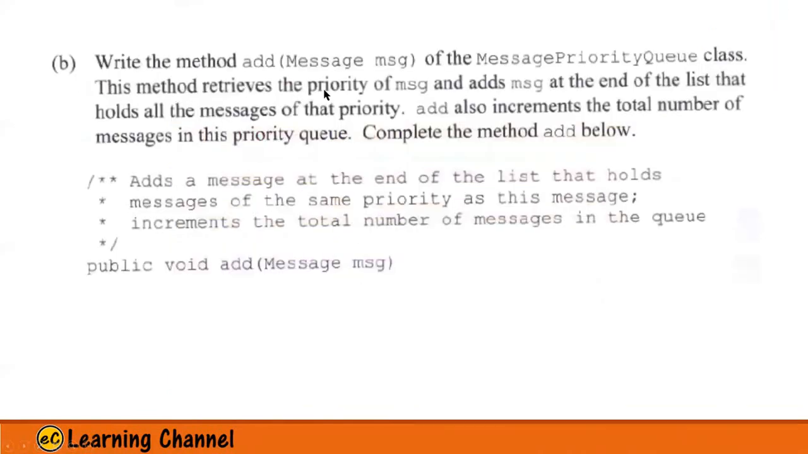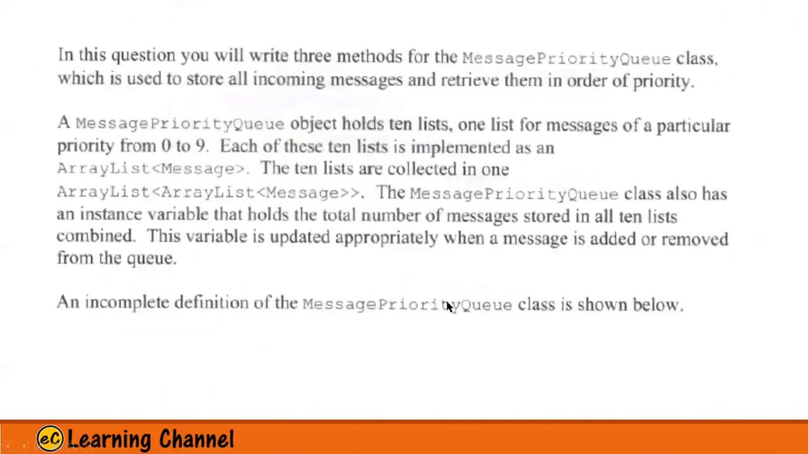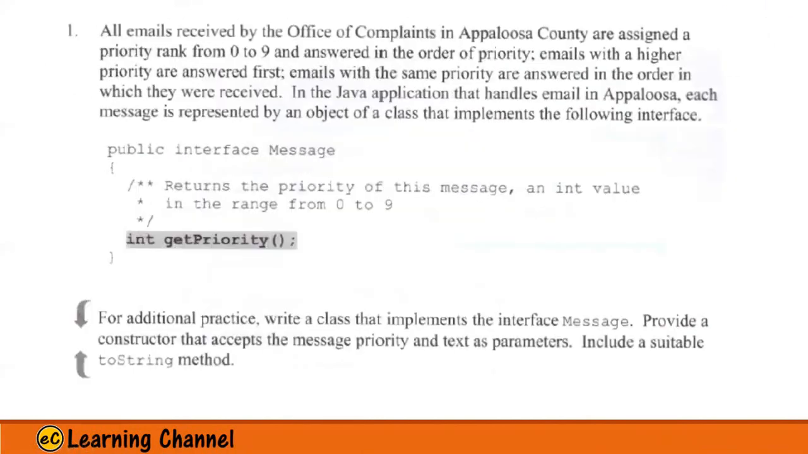Second, write a method addMessage. Now you would like to add a message in there, and the method retrieves the priority of the message and adds that one to the end of the list. Okay, so each message has a certain priority code, because remember I said it is important, the Message itself is an interface. So there should be some concrete class to implement this Message interface, and then there's a getPriority.